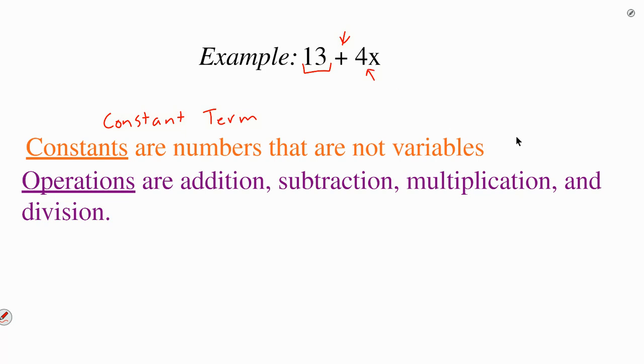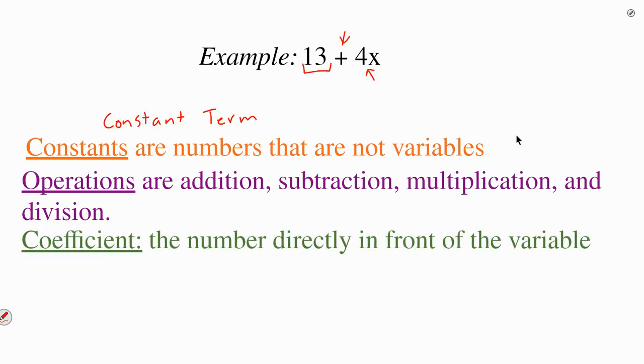Now, another term that you need to know that is really, really important is the coefficient. The coefficient is the number directly in front of the variable. So this arrow actually does double duty here. This is multiplication, but 4, that number right there, is the coefficient. In algebra, it is incredibly important to know that that is the coefficient. We're going to talk about combining like terms later, and you need to know what those are.